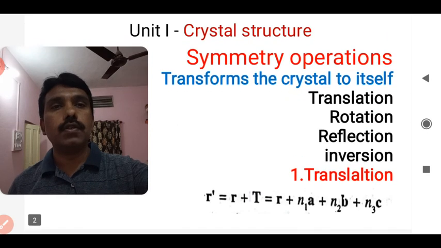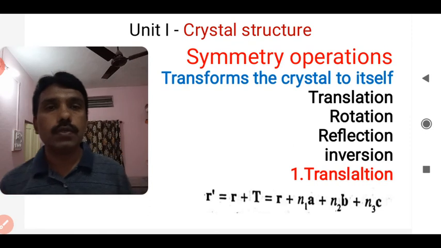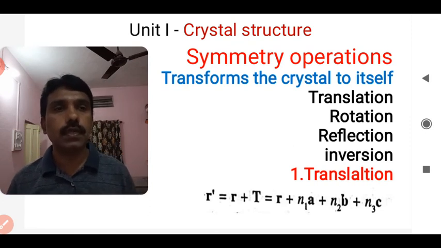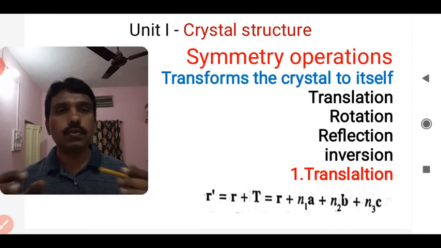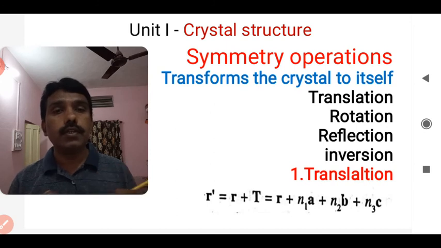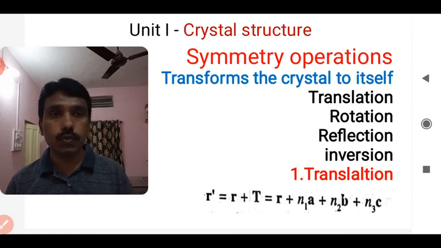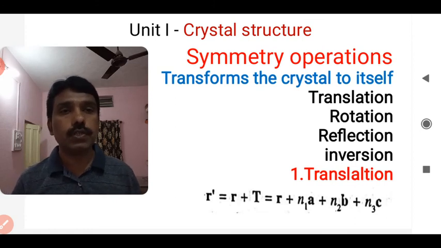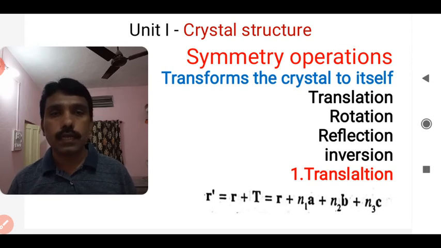To understand these symmetry operations, we must first know what a transformation is. Any crystal sometimes looks circular, sometimes cubic, and sometimes we see some sort of symmetries. A symmetry operation is when the crystal is rotated around some point or lattice point and shows a transformation of itself. There are four types of symmetry operations: first translation, second rotation, third reflection, and the fourth inversion.